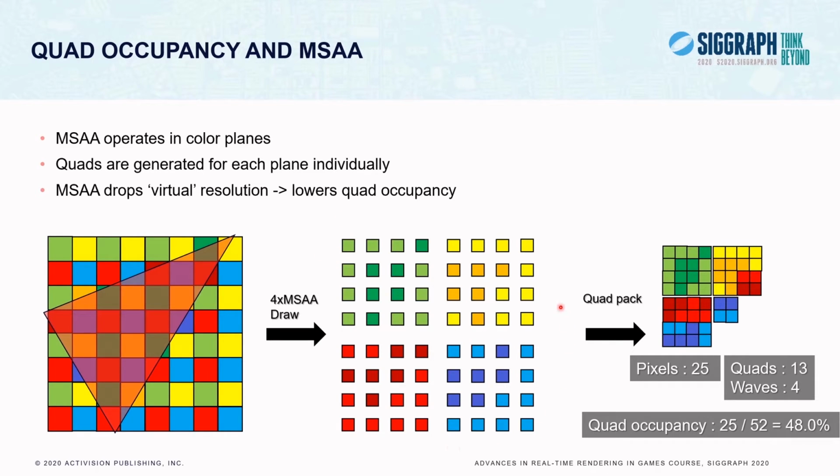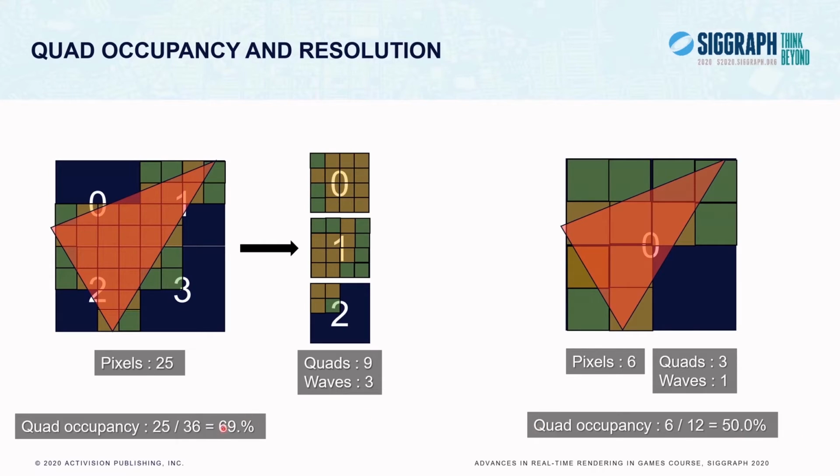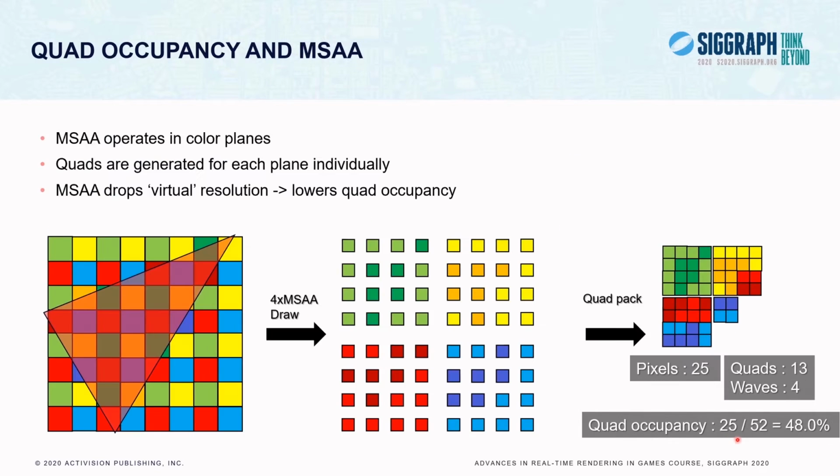So in this particular case, when using MSAA and ending up with quad packing of them, we would end up with 25 pixels in 13 quads, generating 4 waves, at a quad occupancy of 48%. This is actually lower than the original rendering that we were discussing a slide ago, because we're at 69. And as you can see, it's almost matching the quad occupancy of half resolution rendering. It was 50%, with MSAA it's 48%.